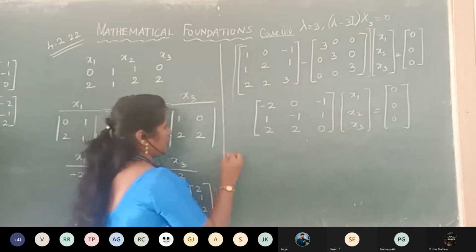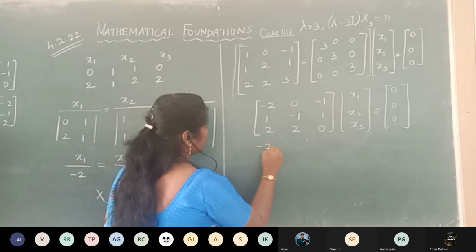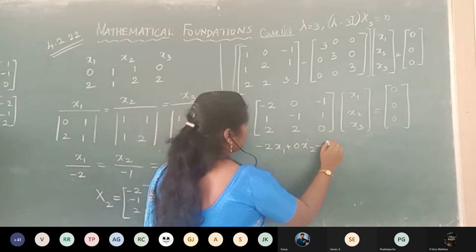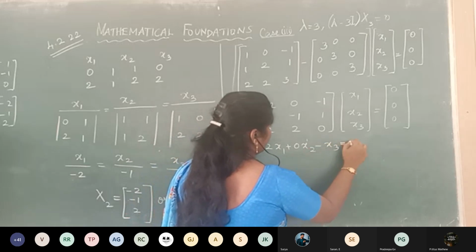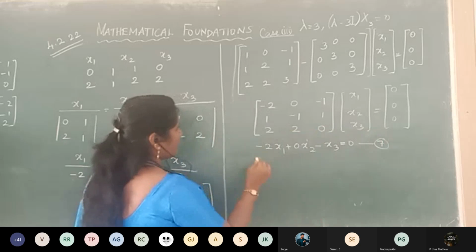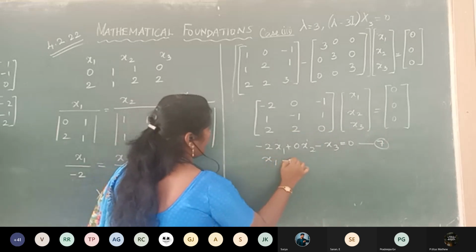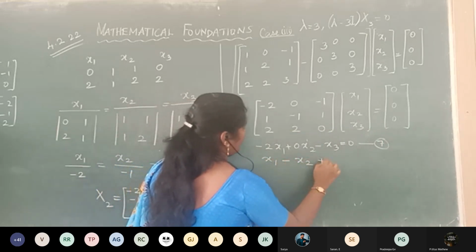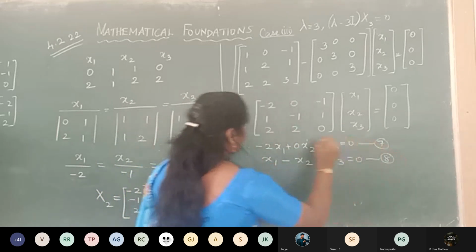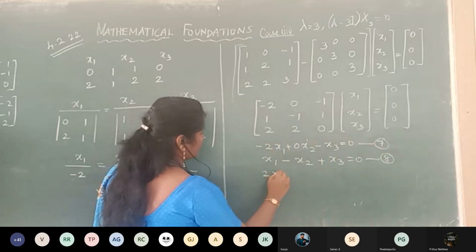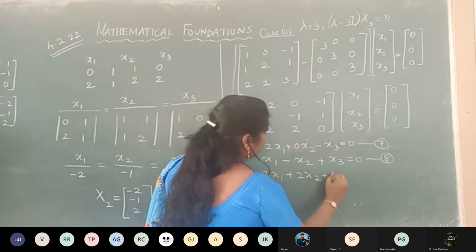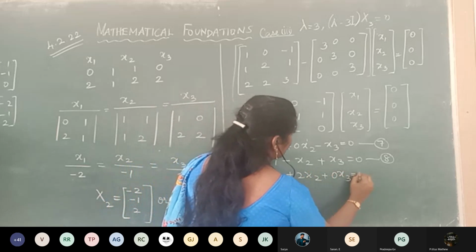Okay, so first write the equation. It is minus 2x1 plus 0x2 minus x3 equal to 0. That would be your seventh equation. Then x1 minus x2 plus x3 equal to 0. Then 2x1 plus 2x2 plus 0x3 equal to 0.